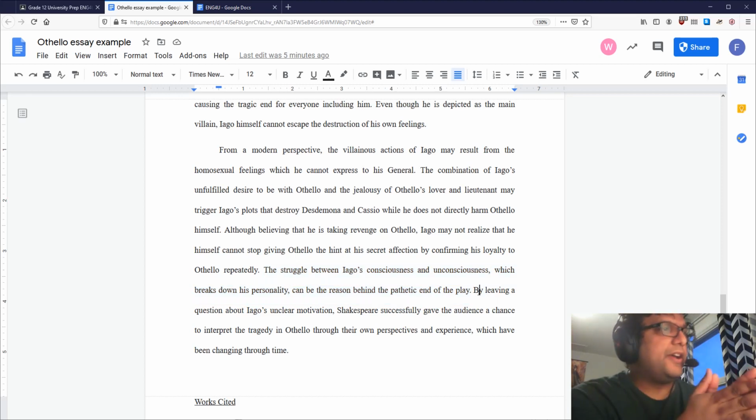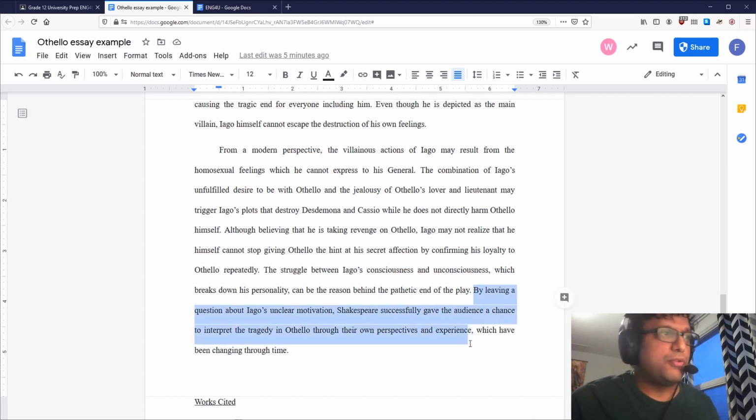Now, the last thing you do is a send-off, right? Which is a sort of way for you to conclude the whole essay and to wrap things up, right? Think of it as a concluding sentence for your whole essay. You never want an essay to just stop, right? You want it to finish. So what the person wrote here is, by leaving a question about Iago's unclear motivation, Shakespeare successfully gave the audience a chance to interpret the tragedy in Othello through their own perspective and experience, which have been changing through time.